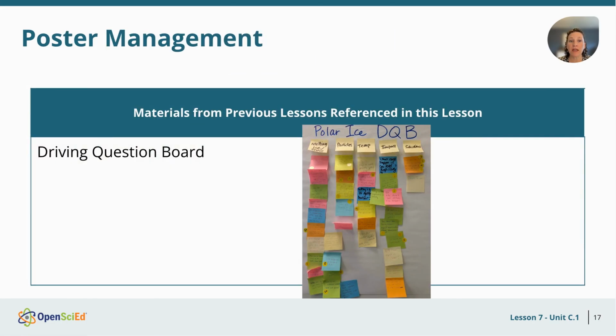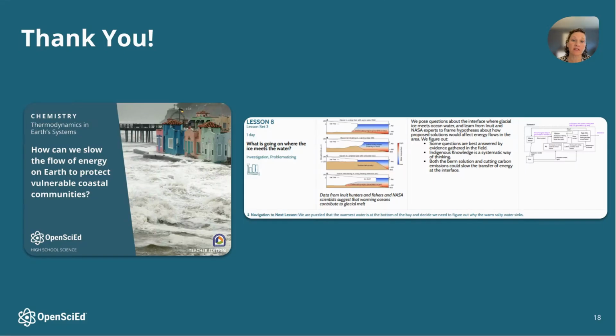As for poster management, in part 4, after the assessment, you'll revisit the driving question board that your students created in Lesson 1. Students will help you check off the questions you've already answered during the first 2 lesson sets. This will be an opportunity for students to add additional questions that they now have as you head into the third and final lesson set of this unit.